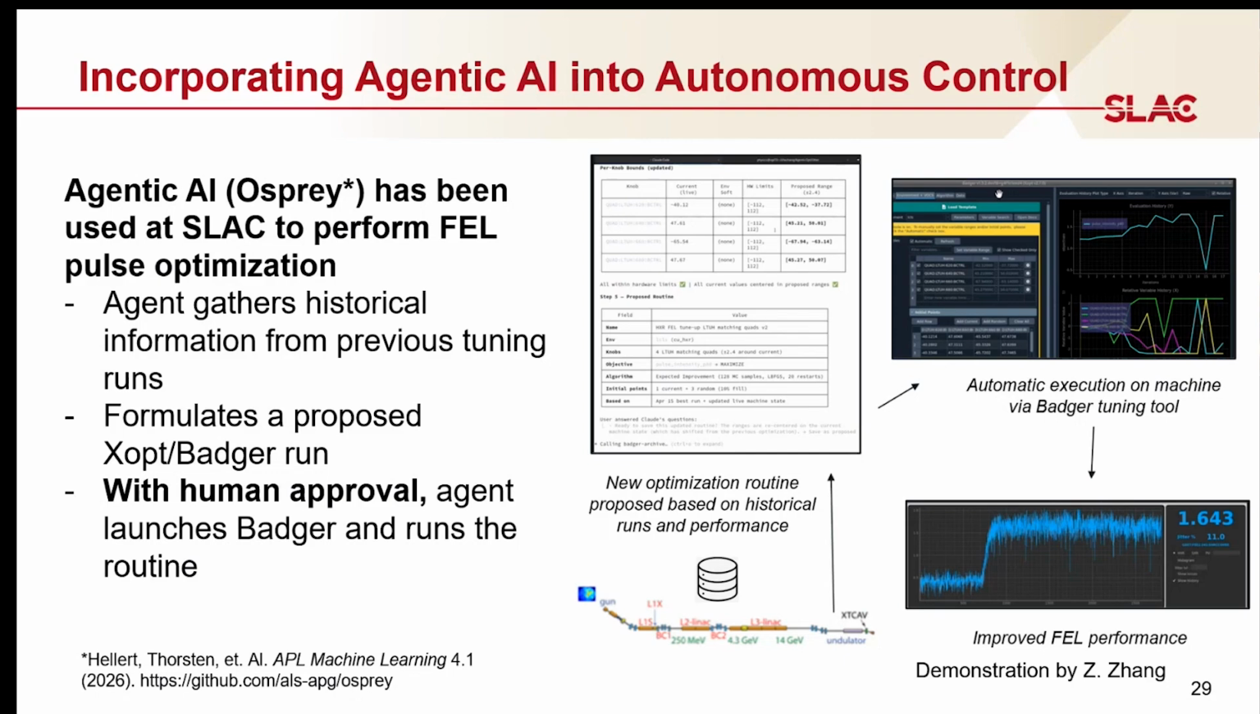This agent was able to go through and look at previous optimization runs and synthesize a new optimization run in a text file format, and then it proposes that run to the user. The user accepts whether or not it should run, and then the agent will go through and run the Badger graphical user interface in front of the user, and that led to significant FEL performance. So this is the first demonstration of agentic AI-based optimization and control at an accelerator facility at SLAC.